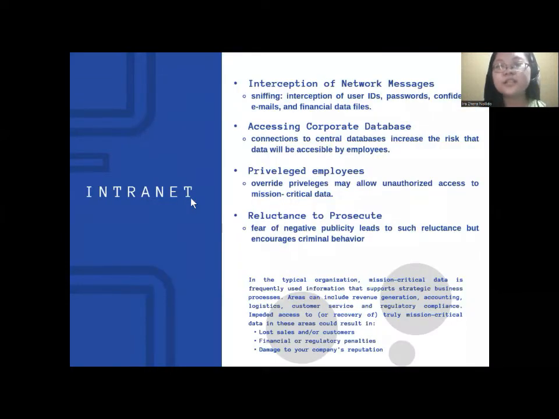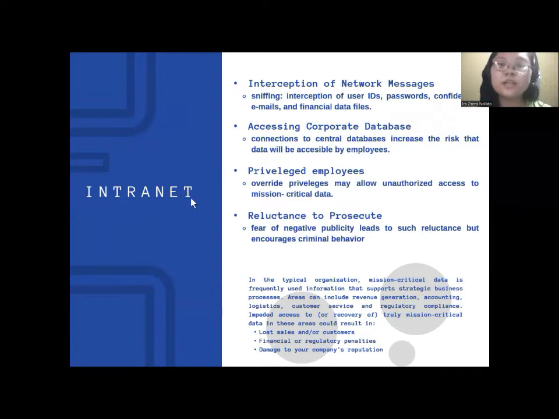The first intranet risk is the interception of network messages. Here, the individual nodes on most intranets are connected to a shared channel across which travel user IDs, passwords, confidential emails, and financial data files. The unauthorized interception of this information by a node on the network is called sniffing. So sniffing means there is an interception of, for example, what I mentioned earlier: user IDs, passwords, confidential emails, and financial data files.